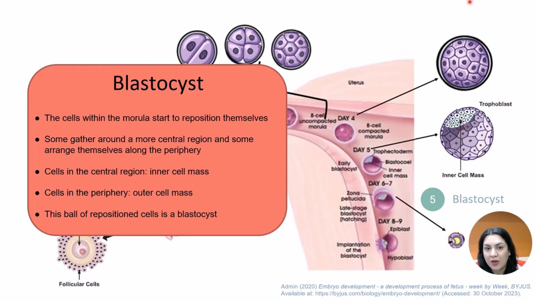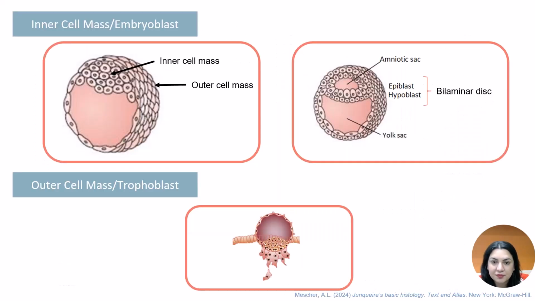and these will later go on to give rise to the actual embryo itself, and the cells kind of along the edges or along the periphery of it, this is known as the outer cell mass, and these cells will essentially contribute to the structures that are going to help to support and maintain the growth and health of that embryo. So if we zoom in now, this is the blastocyst that we saw. So if we zoom into the inner cell mass and the outer cell mass.